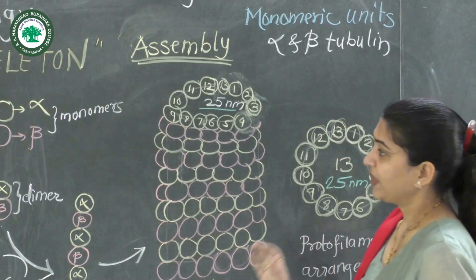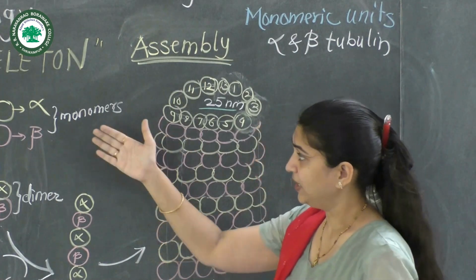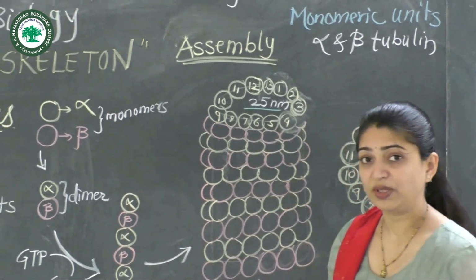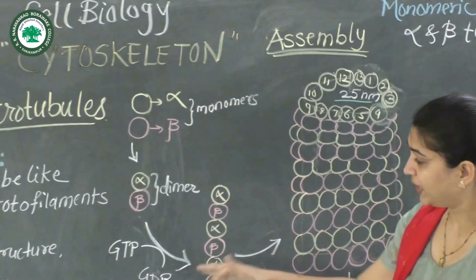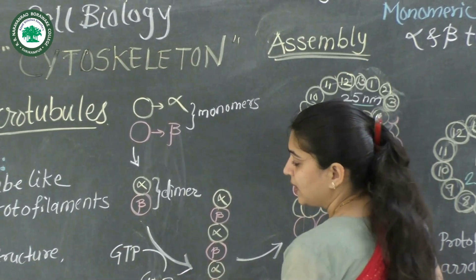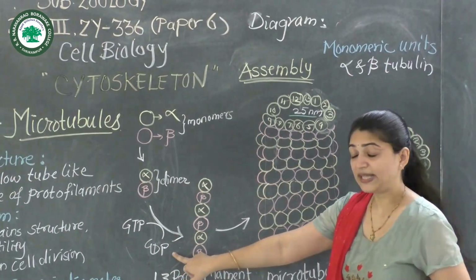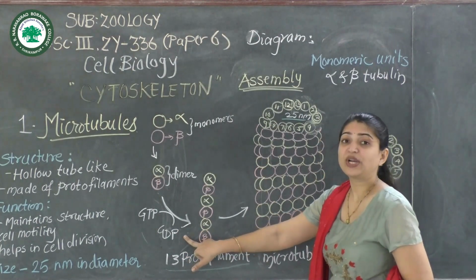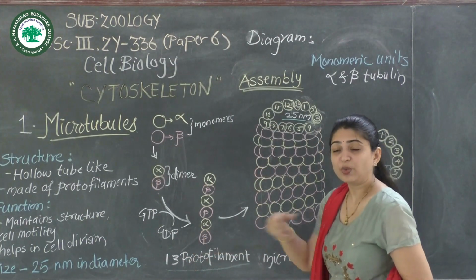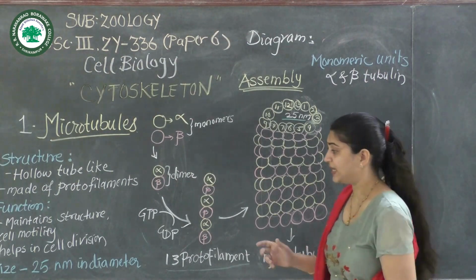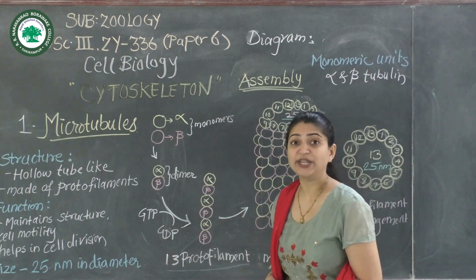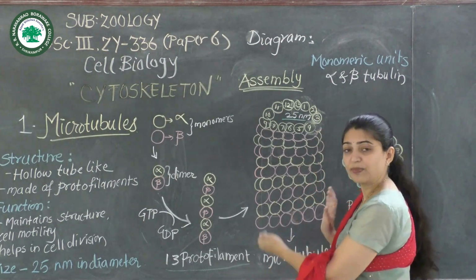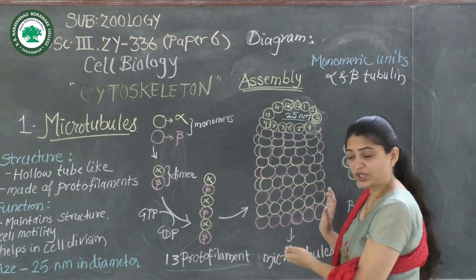Here you can see that after the assembly, monomers are converted into dimers. In the dimers there is formation of 13 protofilaments. But here you can see there is a step where there is nucleotide addition. Why is this nucleotide addition required? The nucleotides used in this assembly are GTP and GDP. That is, guanine triphosphate is used in microtubule polymerization.